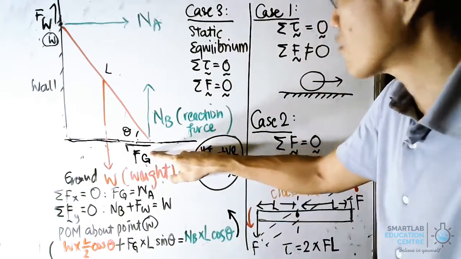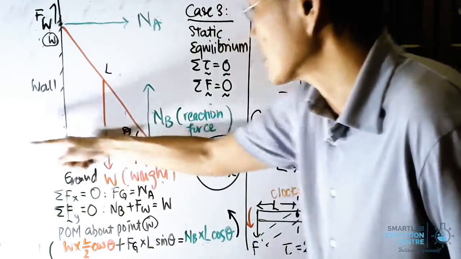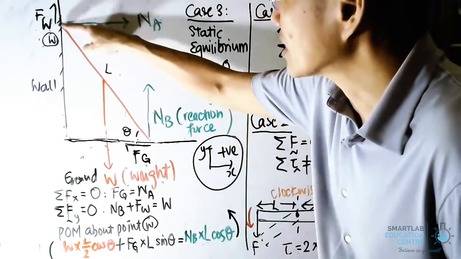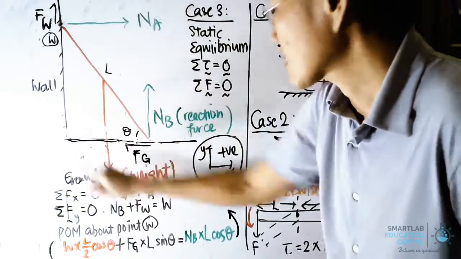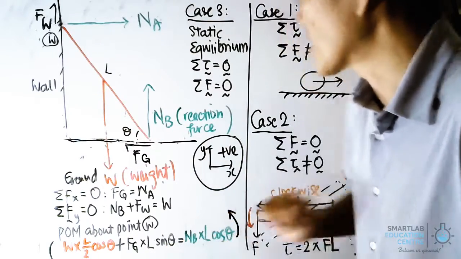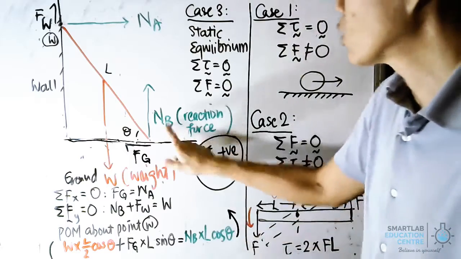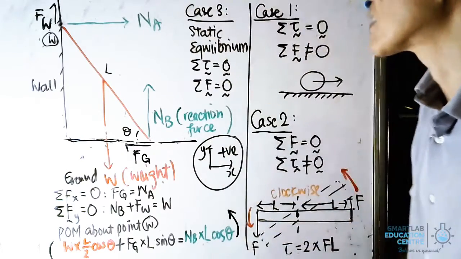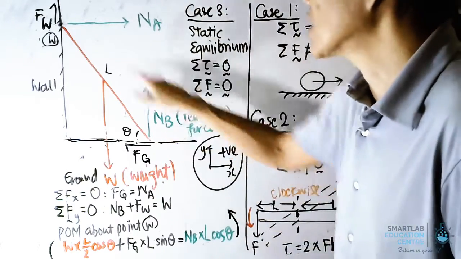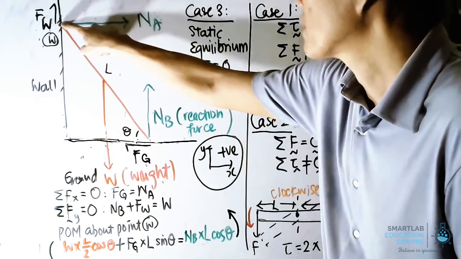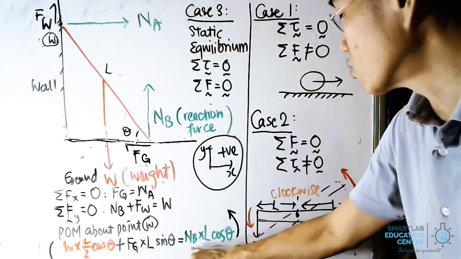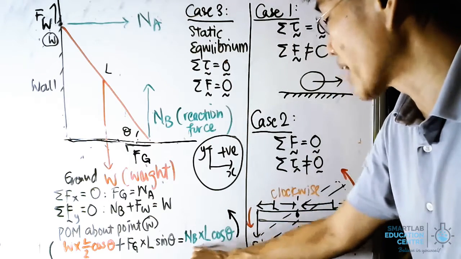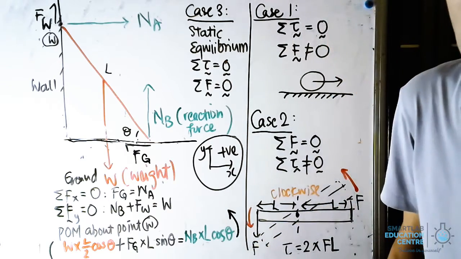The next one, if you look at the FG, the line of action is in this direction. Therefore, the perpendicular distance will be from the pivot to here. So this will be L sine theta. So it's FG multiplied by L sine theta. Finally, if you look at NB, which is actually in the anti-clockwise direction, the perpendicular distance will be from the point here to this point, which is the distance of this. So hence the anti-clockwise moment will be NB multiplied by L cos theta.